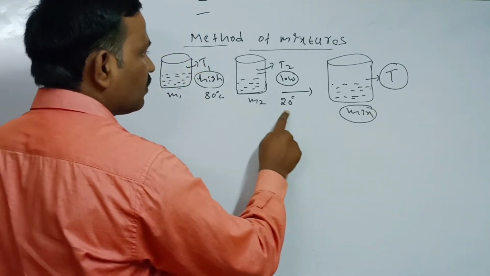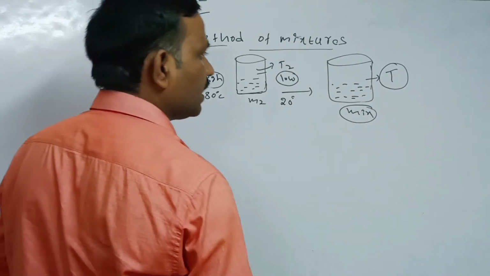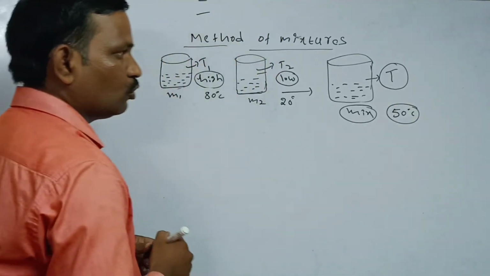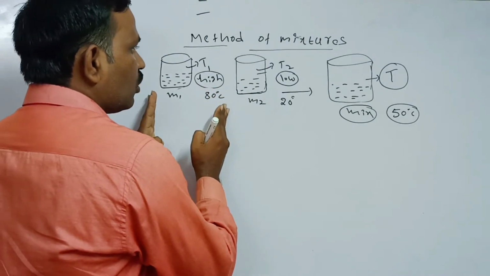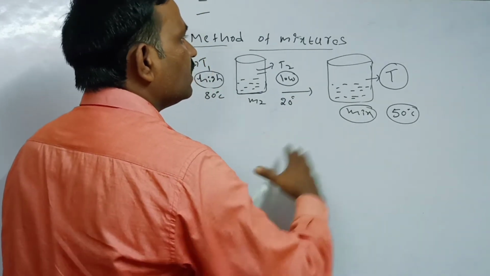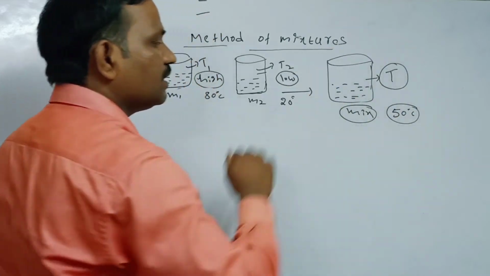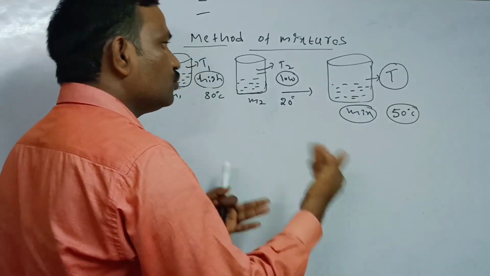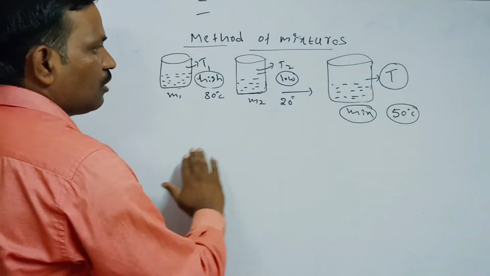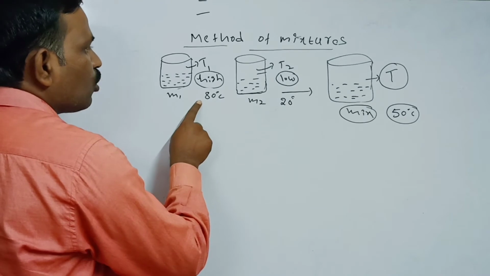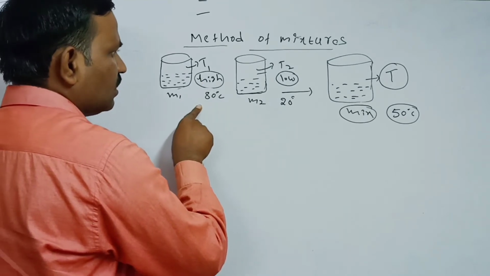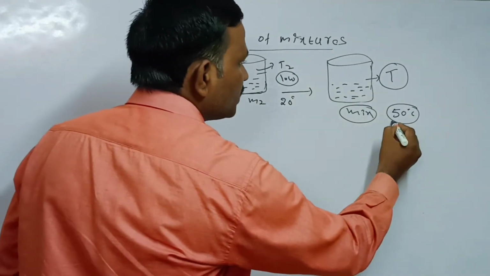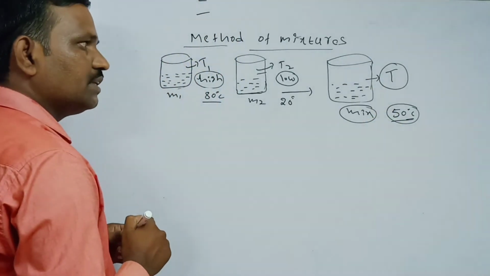For example, take the average. 80 plus 20 is 100, 100 by 2 means 50 degrees Celsius. Think of this as an example only. If you add the boiled water to the tap water, then the mixture temperature will be 50 degrees Celsius in the bath. So with this water we can take our bath. If you observe this example, the hotter body or boiled water, before mixing its temperature is 80 degrees Celsius, after mixing its temperature is 50 degrees Celsius.